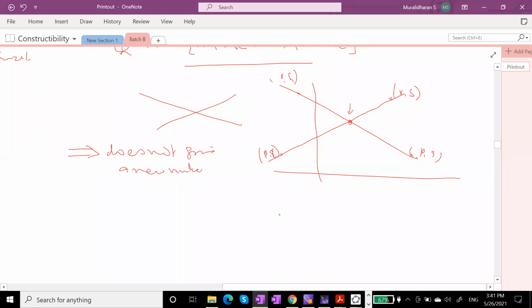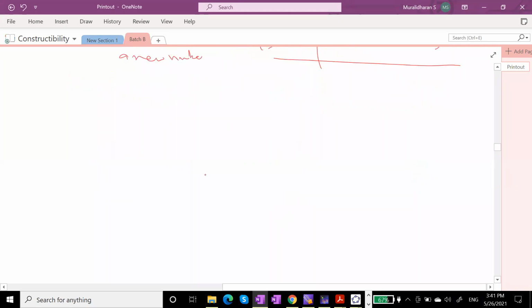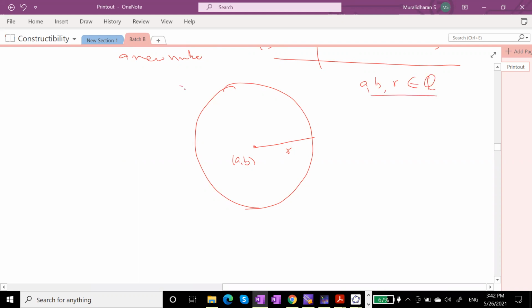What about a circle? Suppose I have a circle through a known point and a known radius r. So this is constructible, and r is also constructible. A and B are constructible, and r is also, all of them are rational, let us say. Now I have a line also like this, which is constructible. So it will be of the form, let's say, Px plus Qy plus L equal to 0. What about these two points? What will be the form of that one?